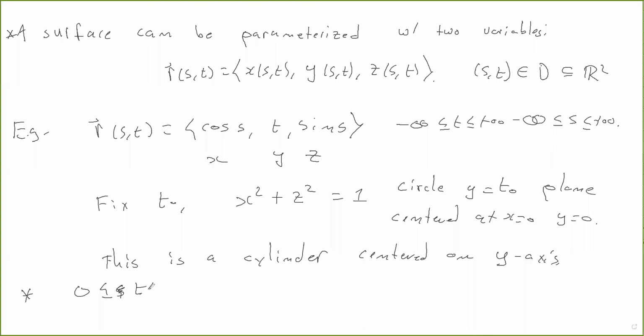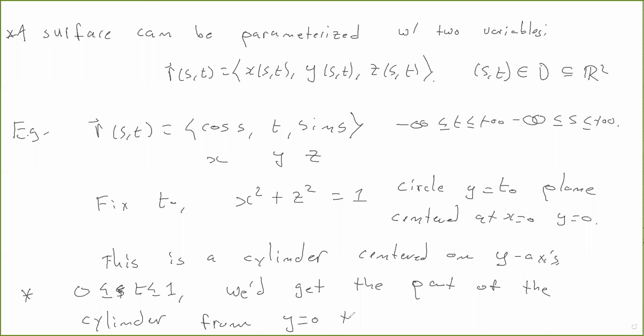Now if we were to make t go between 0 and 1, we'd get the part of the cylinder from the plane y equals 0 to the plane y equals 1. So it's like these planes cut off the cylinder, and we just get this section of the infinite cylinder that goes from 0 to 1. So it's no longer an infinite cylinder.